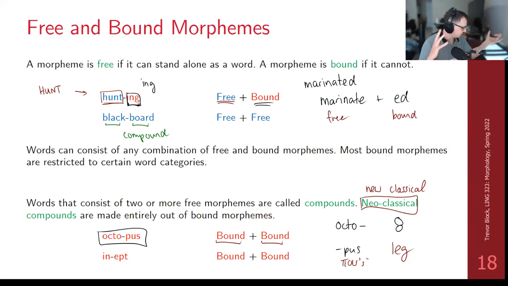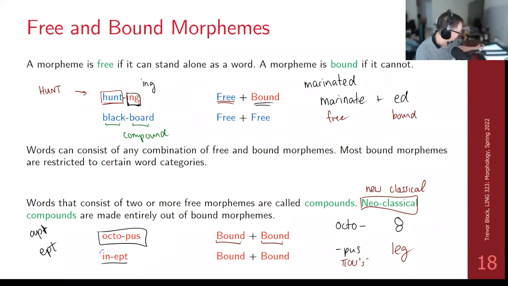So octo and pus may have been free morphemes back in Greek, but as time moved on in modern English, these are no longer free morphemes. These are both bound. So a lot of these neoclassical compounds have transitioned from what used to be free plus bound combinations or free plus free combinations into just bound plus bound in modern English. So inept is another example. We don't actually have a word on its own that is ept. We have apt, which has a very similar meaning.